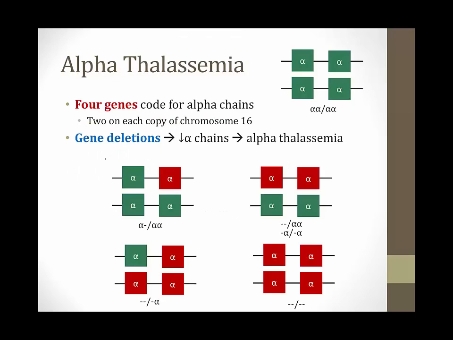Let's start our discussion of specific types of thalassemia by talking about alpha thalassemia, which is a problem producing the alpha globin chains. You should know that there are 4 genes that code for alpha chains. 2 genes are found on each copy of chromosome 16. So a normal patient would look something like what I've shown in the top right corner of the screen here, with 2 healthy normal alpha globin genes on each copy of chromosome 16.